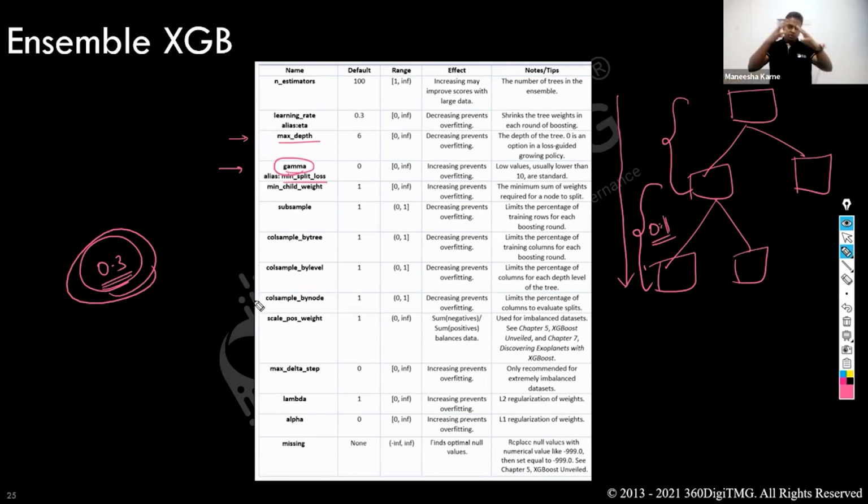Otherwise, what will happen? You'll continue building your tree. You'll be making your model more and more complicated for least benefit. When you're splitting it, when you're taking that additional step, when you're including that additional rule in your algorithm, it should give you improvement, significant improvement. Otherwise, why should you do that?